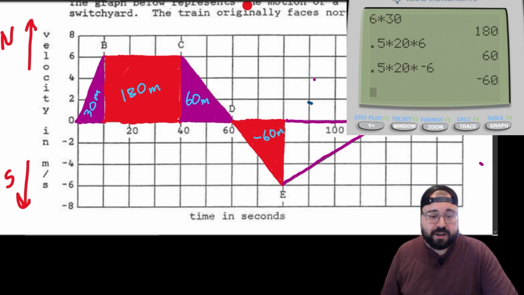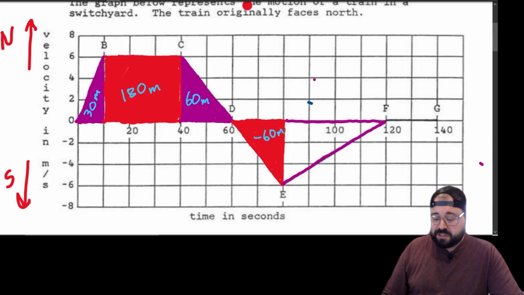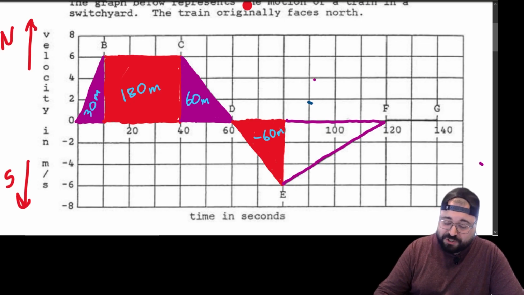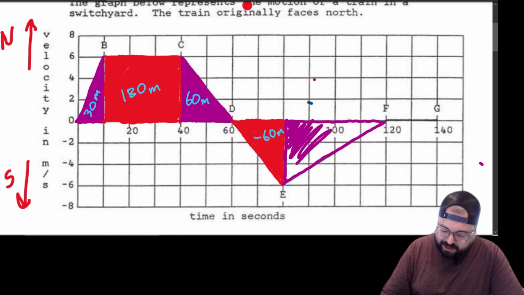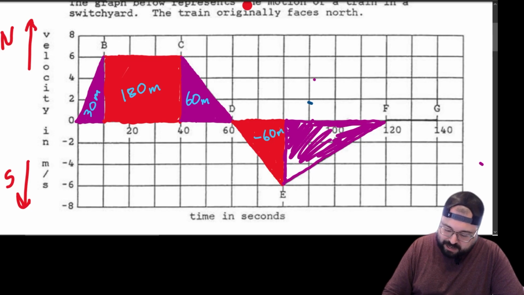Let me get rid of the calculator here, get out of the way for a second. Right, as you can see, I drew a purple line along the x-axis and a purple line along my line, and I'm just going to fill in that space here. Right, so I get another triangle here that I've got to fill in, and I've got to find the area of this triangle, and then we're pretty much done. We're going to talk about what happens in F to G in a second.